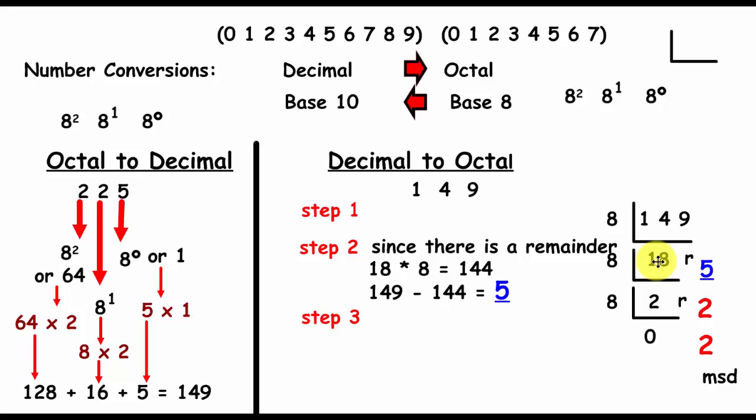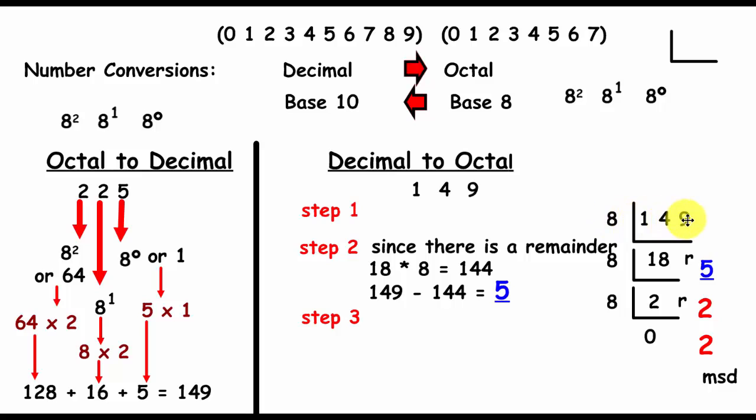That's the trick. Now we want to divide 8 into 18. It goes 2 times with a remainder of 2, since 2 times 8 is 16 and 18 minus 16 is 2. 8 goes into 2 0 times with a remainder of 2. So your number is 225. Your most significant digit is this one. So this number is exactly what we have here, 225.